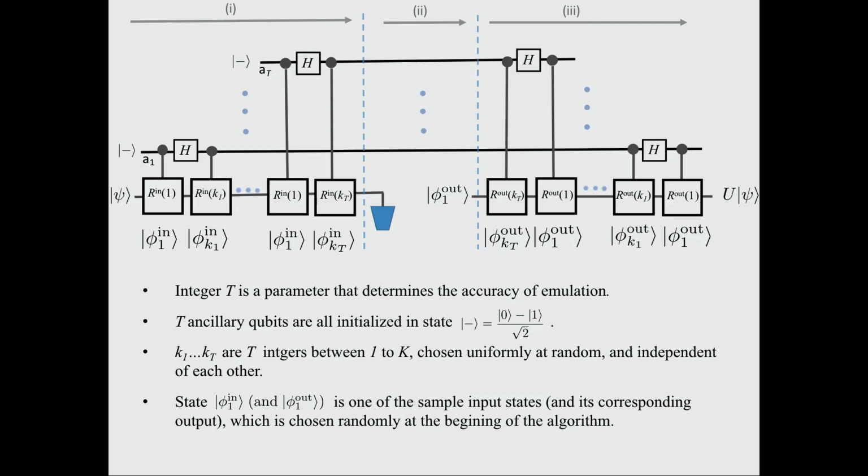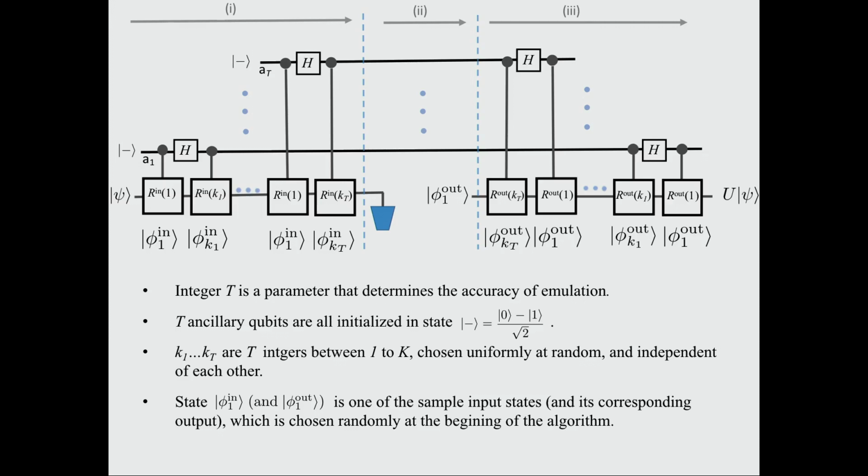And then in the last stage of the algorithm, I basically undo whatever I have done in the first stage in the reverse order, except instead of reflections with respect to input states, I do reflection with respect to output states. Okay?